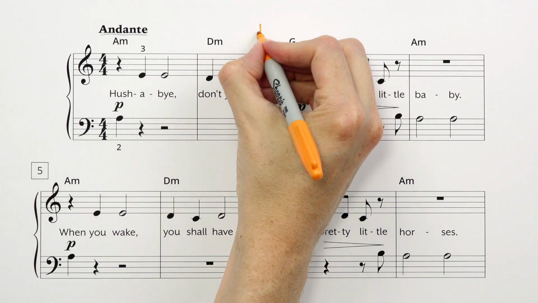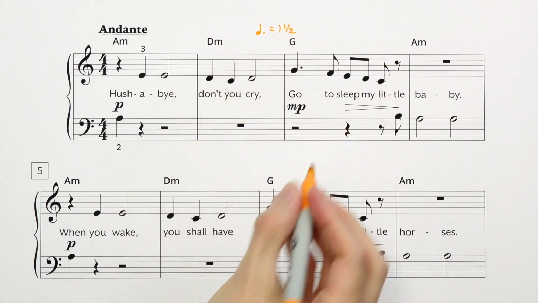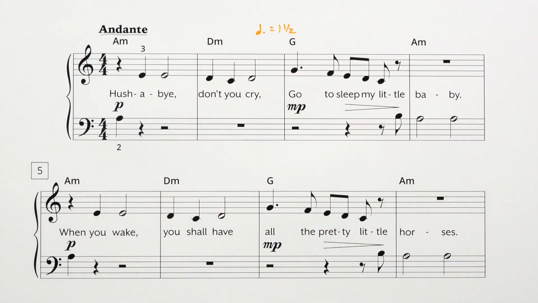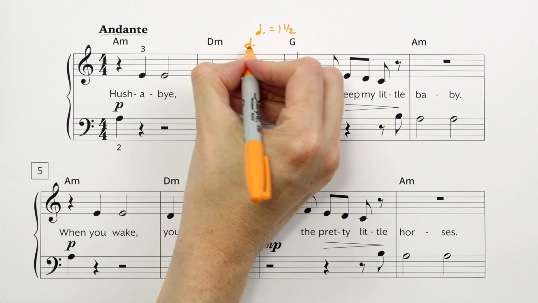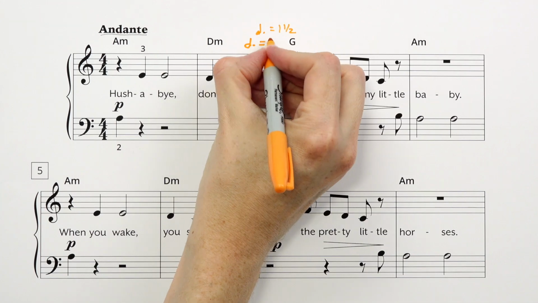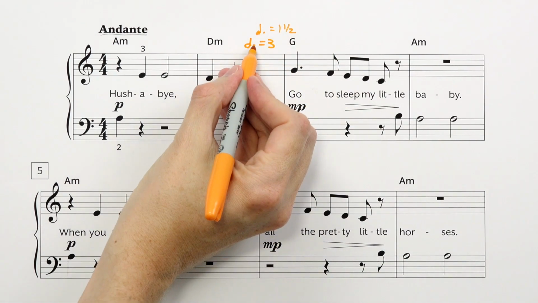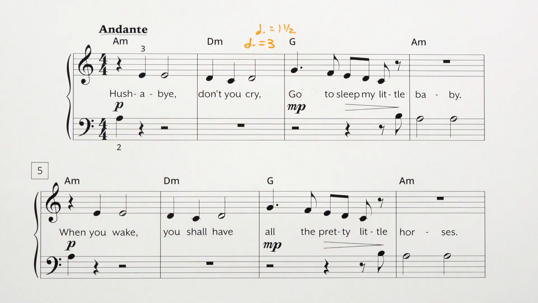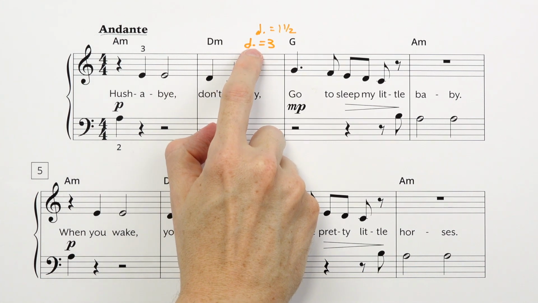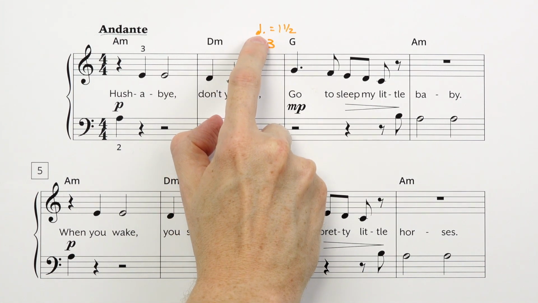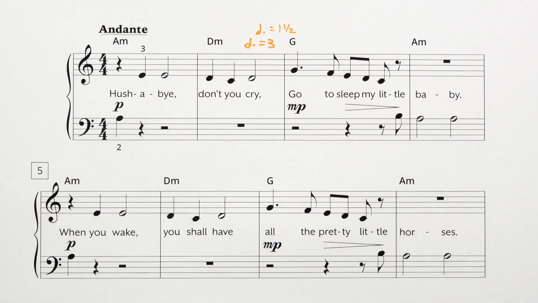Remember that a dotted quarter note equals 1.5 beats. Sometimes my students say, wait, I thought that got 3 beats. No, no, no, that's the dotted half note. That equals 3 beats, but a dotted quarter note equals 1.5. Remember that a dot adds half of your original value. So with a half note, your original value is 2, so a dot adds 1. With a quarter note, your original value is 1, so the dot adds a half of a beat.